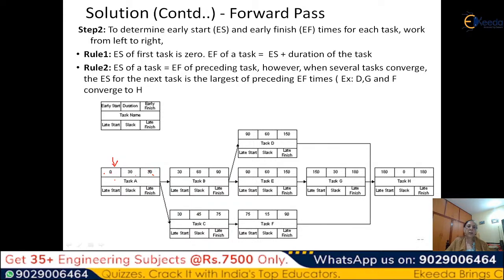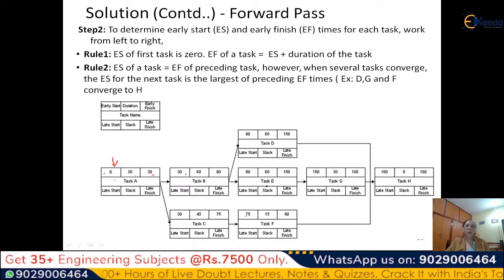Because A ends at 30, this becomes the early start for task B and task C. Again we add the durations, because EF is equal to ES plus the duration of the task. So 30 plus 60 is 90, and 30 plus 45 is 75. This 75 will go as the early start of the next task.